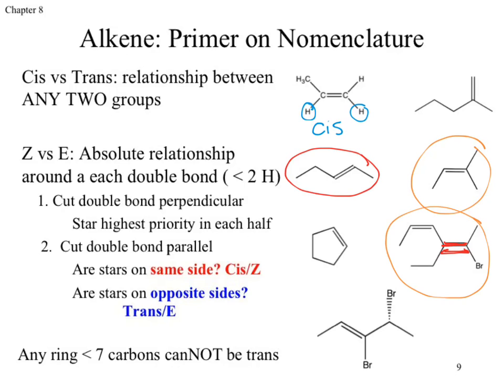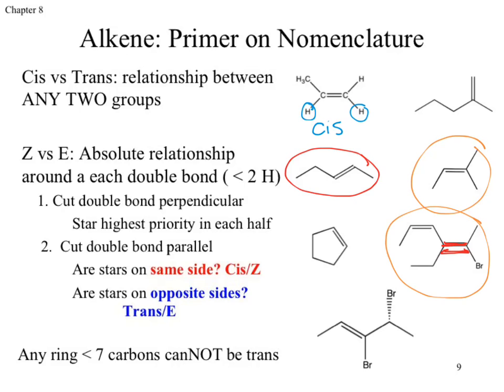This guy, what is the absolute configuration of that double bond? Cis and trans only applies to two groups. In this case, we do have two groups, so we could probably sneak out using the cis-trans moniker. But we want to get to an absolute configuration. That absolute configuration is our ZE definition.